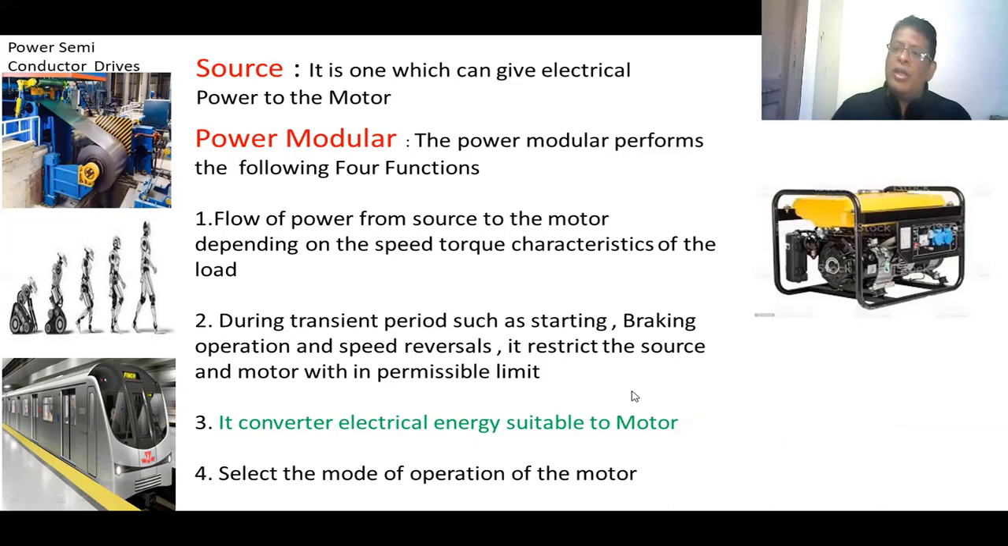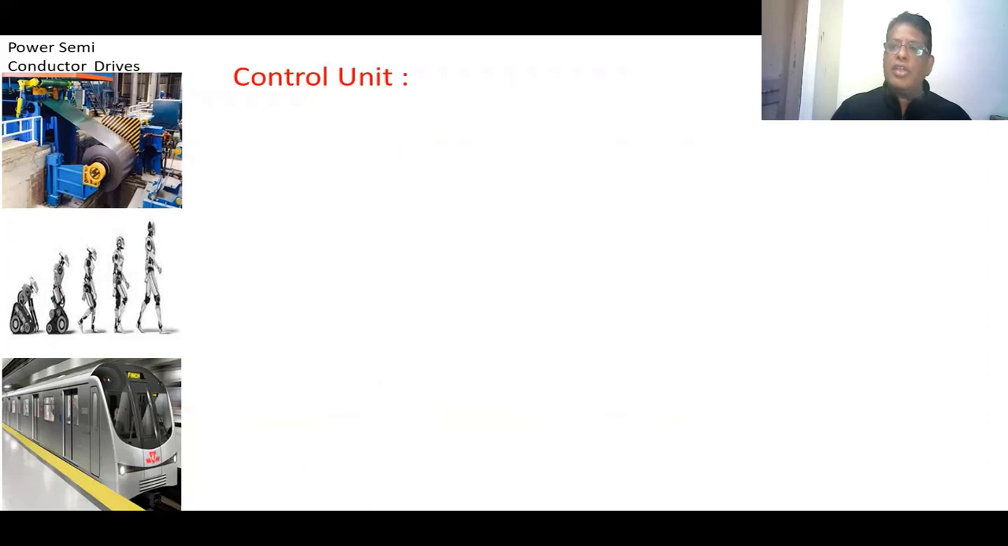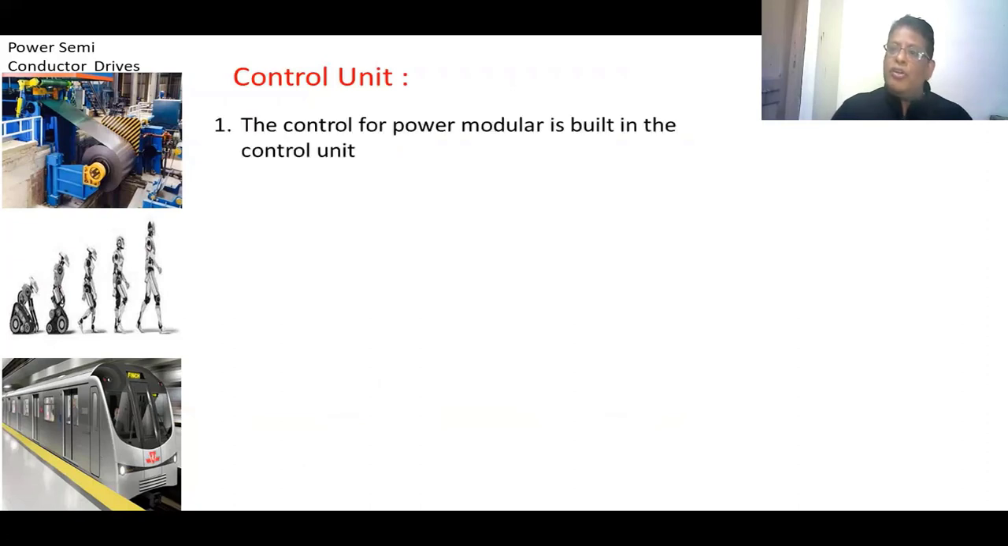It also selects the mode of operation of the motor. What is the meaning of mode of operation? It means whether the motor has to operate in motoring mode, braking mode, reverse motoring mode, or braking in reverse mode. Next, the control unit. This control unit is controlling the power modular.